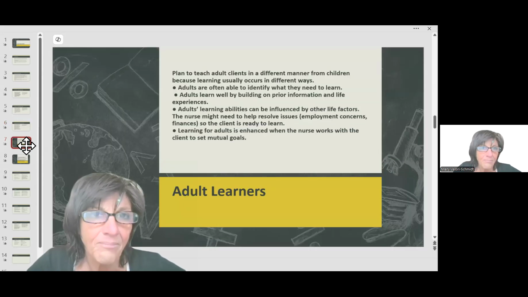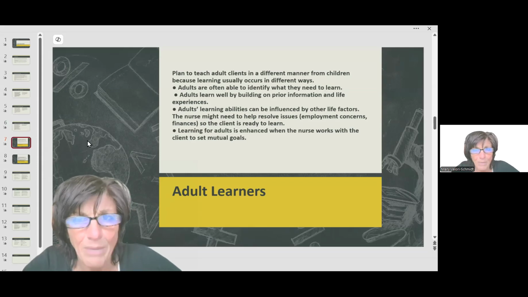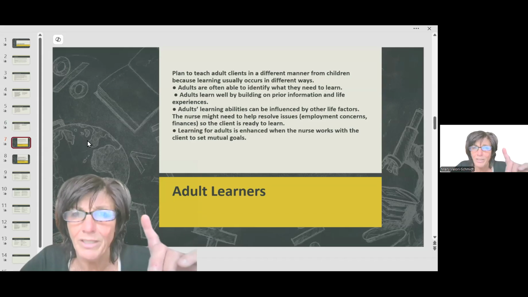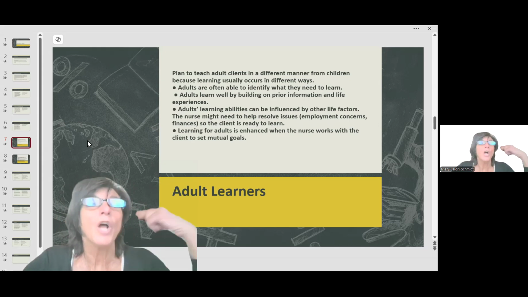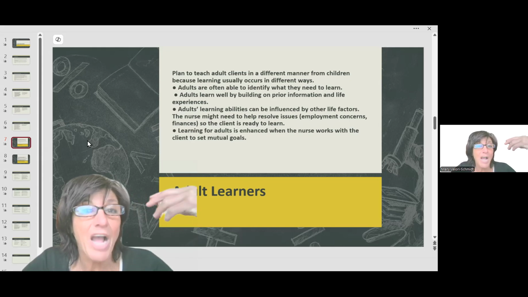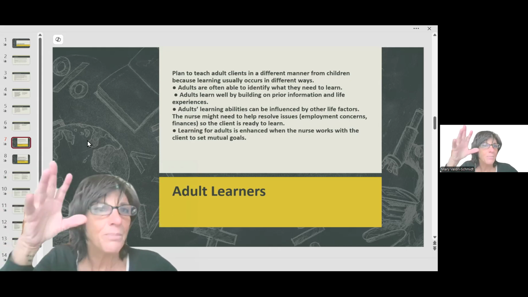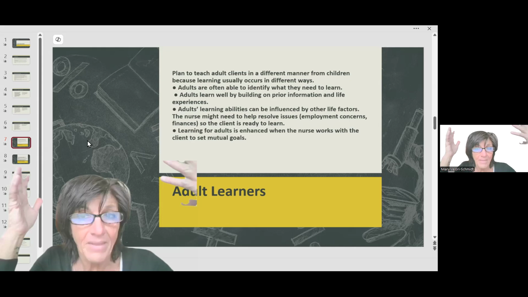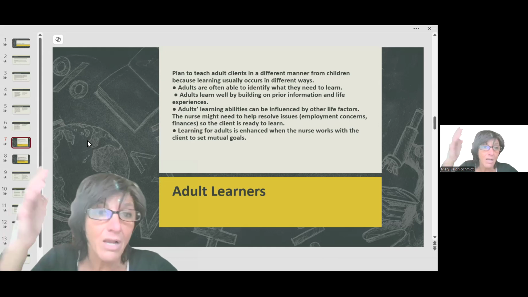Makes sense, right? So when you teach adult learners, you have to teach them a little differently than children, right? Because learning happens differently. Adults are able to identify usually what they need to learn, not always. And adults usually learn well by building on other information and life experiences. Adults' learning abilities are influenced by other factors. Things like employment concerns and finances might have to be resolved so the client can be ready to learn because those things could be distracting. Learning for adults is best when the nurse works with the client. And that's all about autonomy, right?